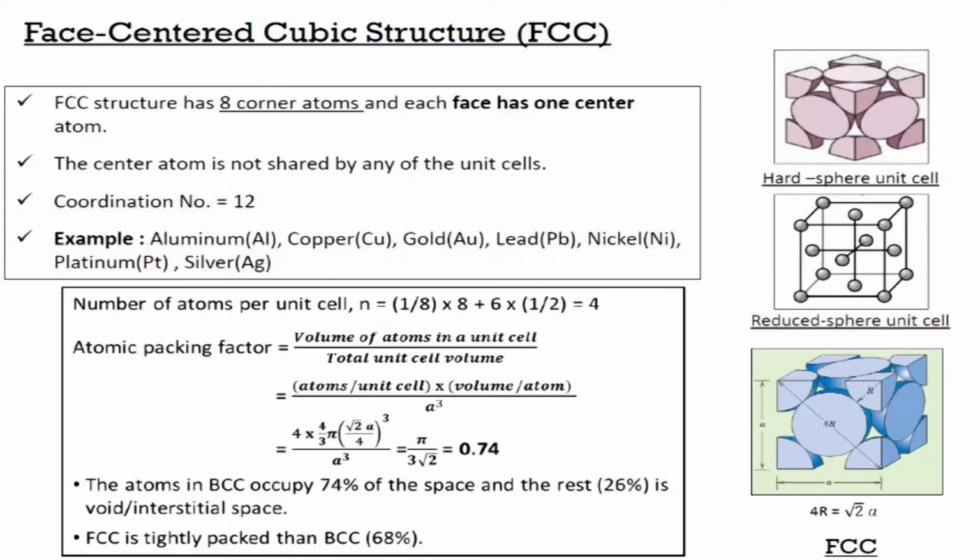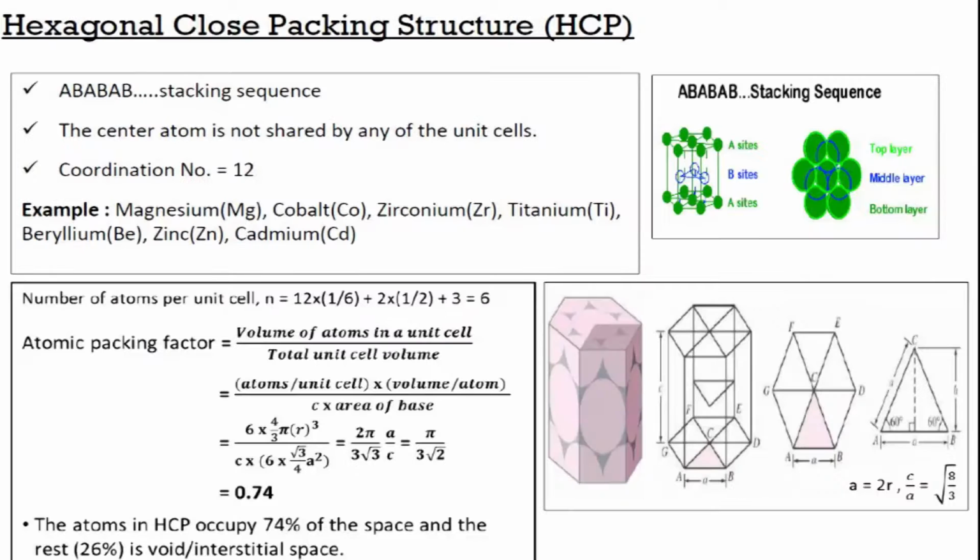So, this is definitely much more packed than even the BCC. Materials like aluminum, copper, gold, lead, nickel, platinum, silver, all of them show the FCC structure. In fact, some materials can actually change their crystal structure with respect to temperature. So, there is a phase transition and a crystal structure change can occur in materials. The best example is iron itself. We will see that.